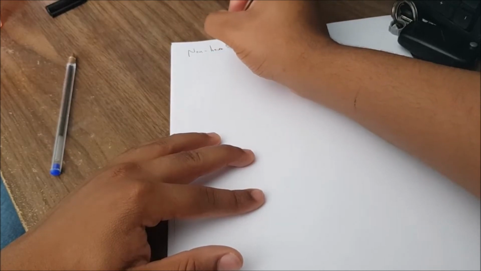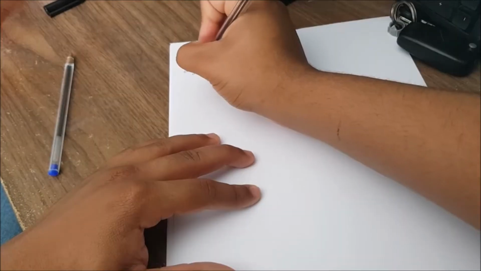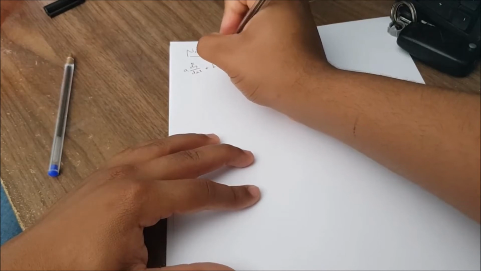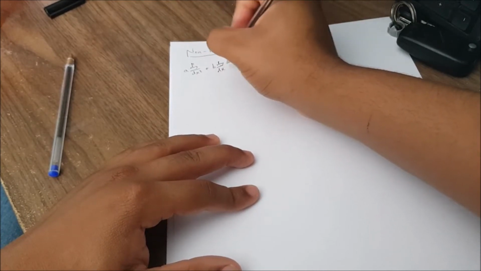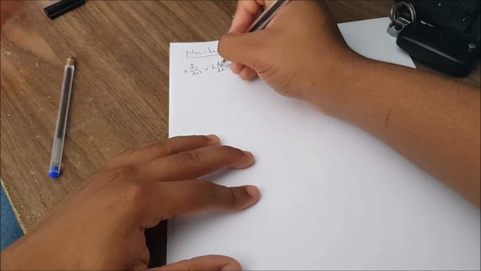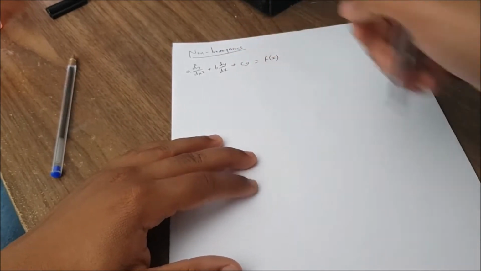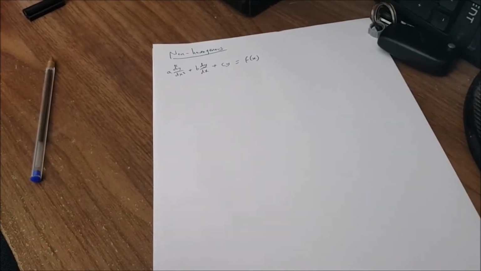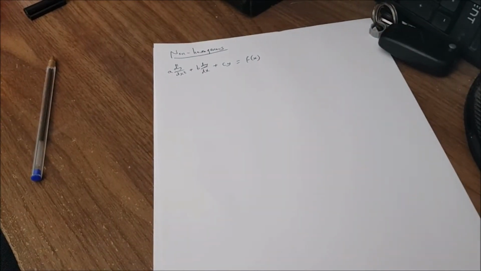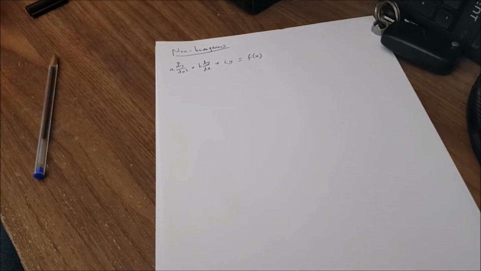Non-homogeneous differential equations are a bit more complex. A non-homogeneous differential equation is in the form a d²y/dx² + b dy/dx + cy = a function. So that's what we mean by non-homogeneous. Now there are 5 or more separate cases to consider. I'll show you how to solve this, and then you'll be fine.